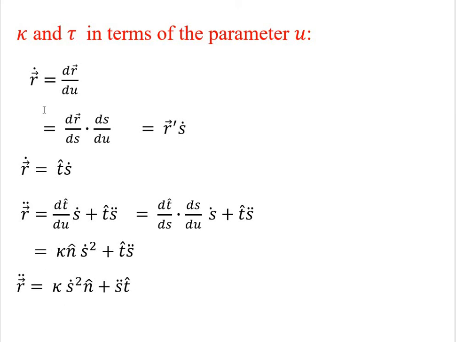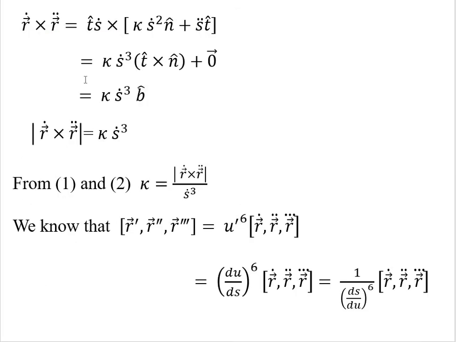Now again taking the cross product between r vector dot and r vector double dot, it will be equal to kappa s dot cube into b vector. So we take the modulus, we will get mod of r vector dot cross r vector double dot equal to kappa s dot cube. From this one, we can say immediately kappa equals mod of r vector dot cross r vector double dot divided by s dot cube.